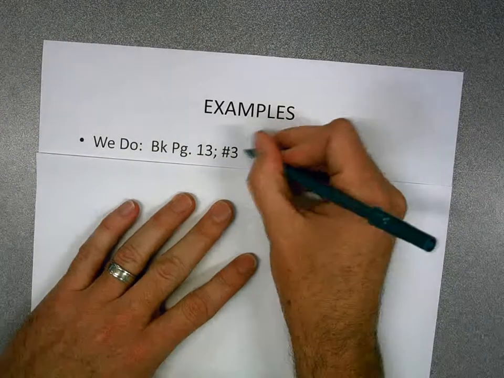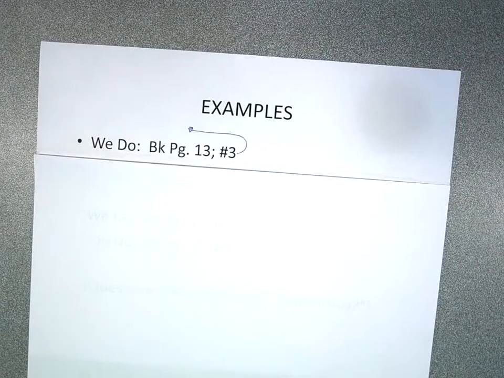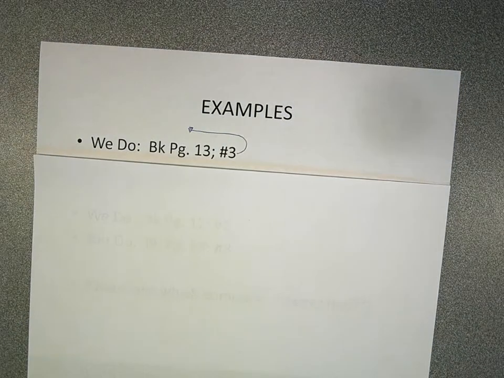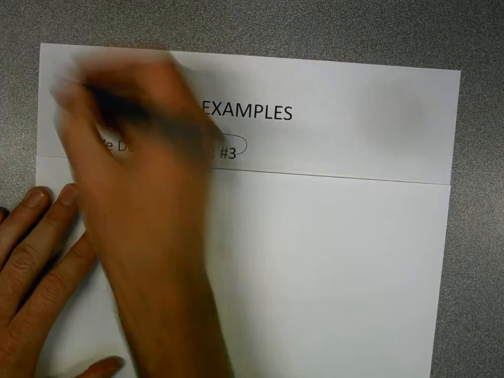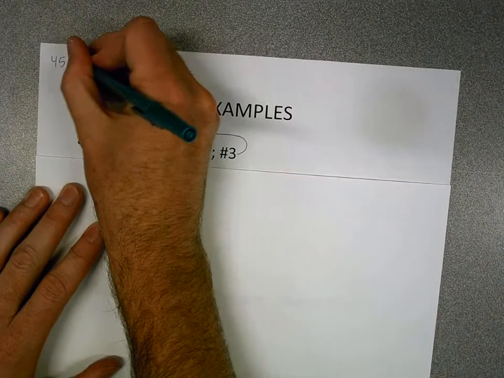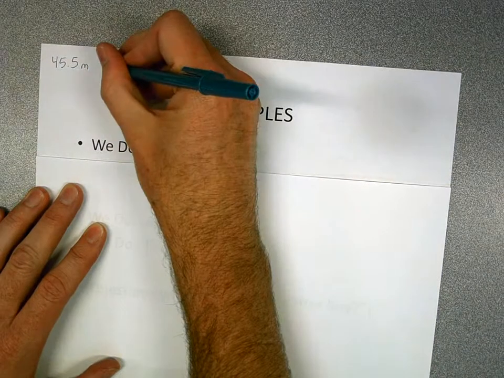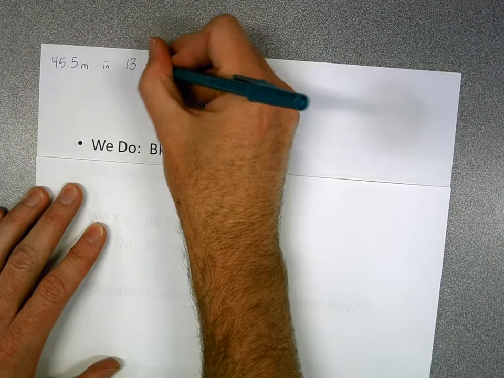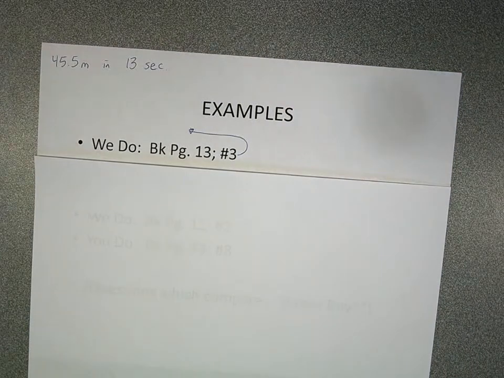Okay, here's what they give us for number 3. I'm going to go ahead and do the problem up here. They actually give us not a unit rate, but they do give us a rate. And that rate is 45 and 5/10 meters. I'm going to abbreviate meters as M, in 13 seconds. I'll abbreviate seconds. Now we have basically 45 and a half meters in 13 seconds.